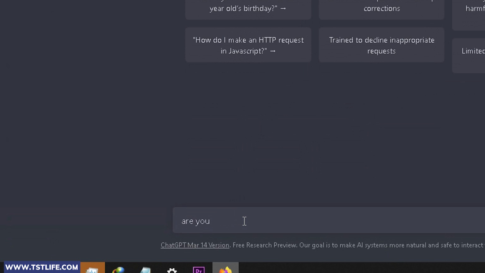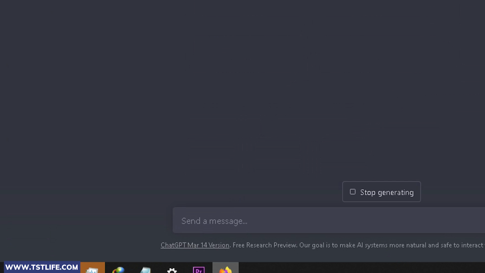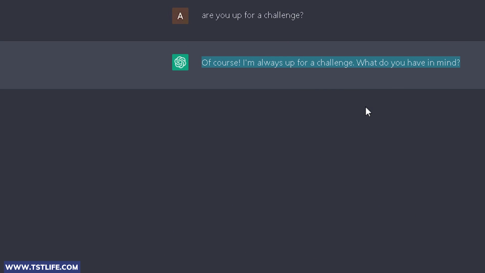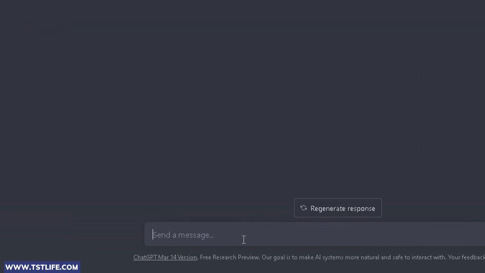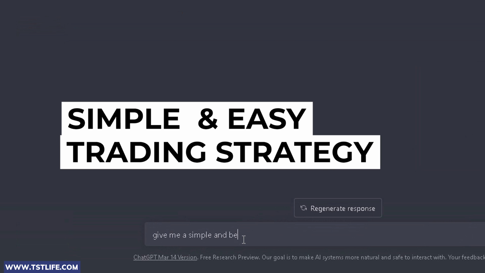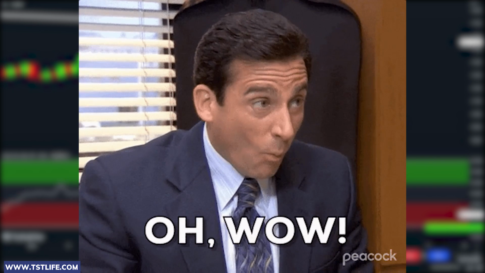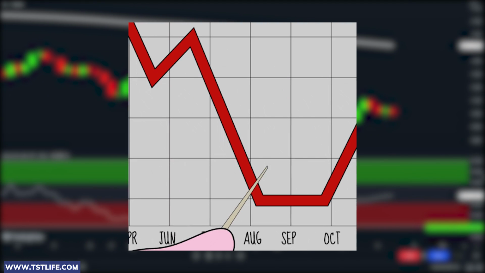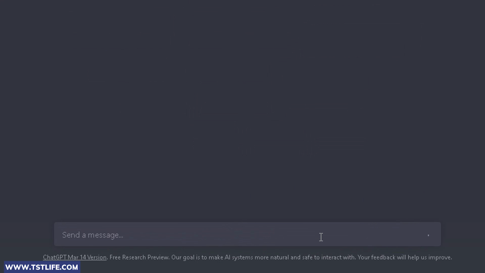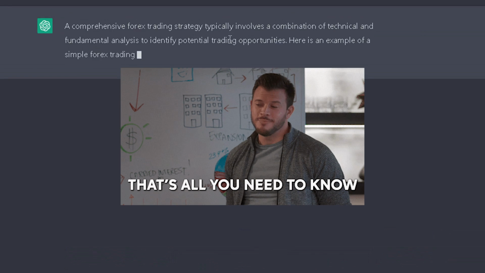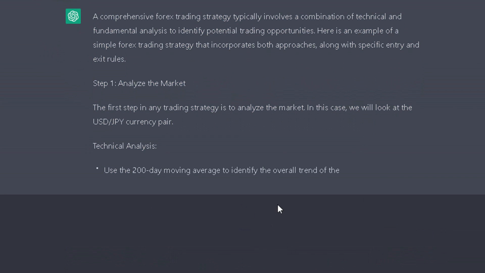Today, we put ChatGPT to the test and asked it to create a trading strategy based on specific indicators. This trading strategy has to be simple and beginner-friendly, so it could be used by everyone regardless of their experience. The results blew our minds as ChatGPT generated a full trading strategy with entry rules and money management in just seconds. We decided to follow the instructions and see how well the strategy would perform.